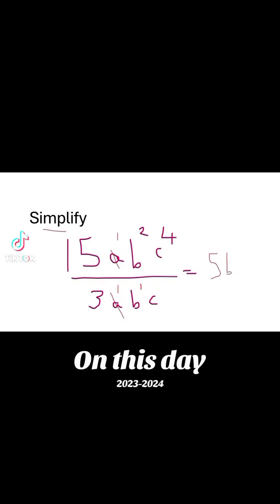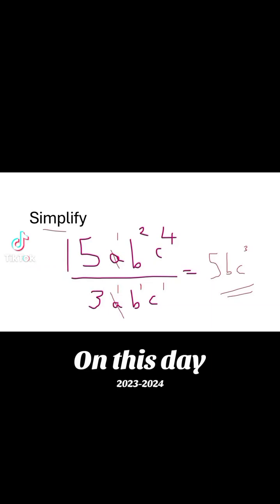c to the 4 divided by c, again think about it as c to the 1. 4 minus 1 is going to be 3, so there's going to be c cubed. My final answer just reads 5bc cubed, or 5c cubed b. And that's how we simplify a fairly basic algebraic fraction indices problem for GCSE 9 to 1 maths, higher and foundation.